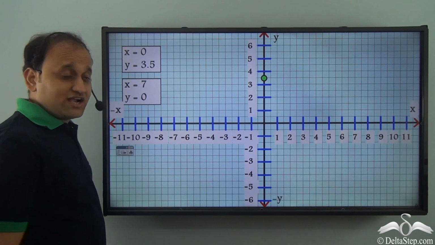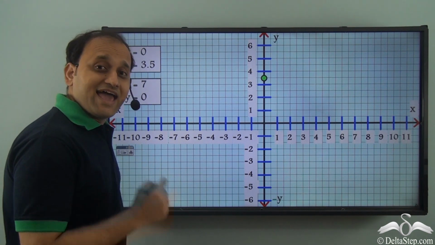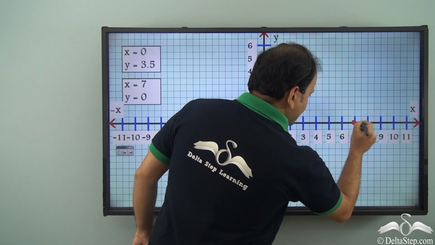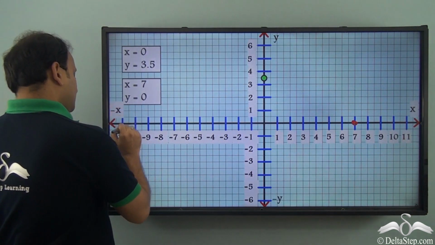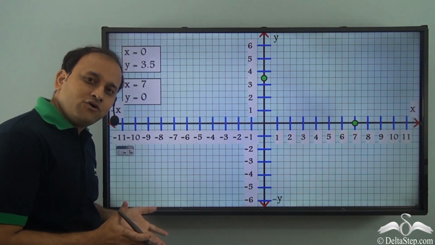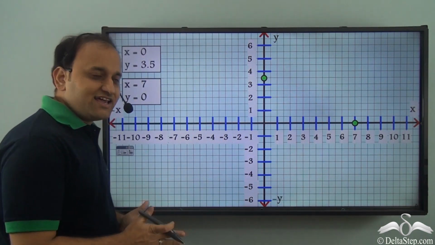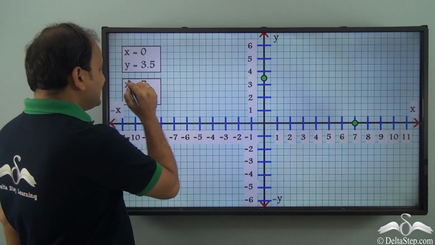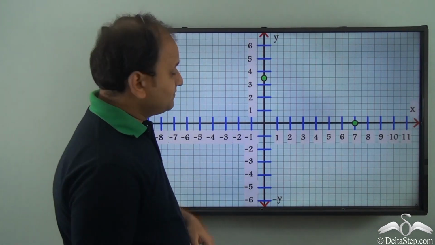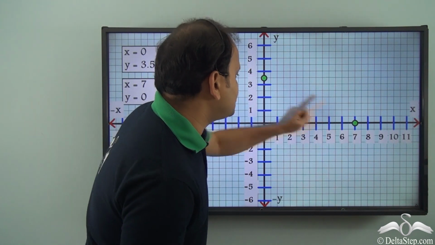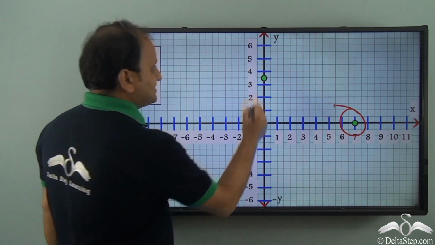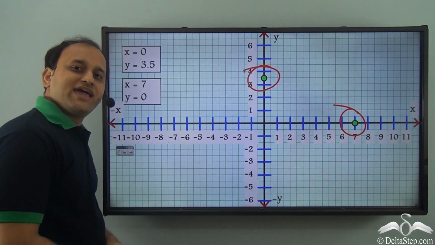So, when y is 0, it means the point lies on the x-axis, correct? So, x is 7 in this case. So, this will be the point. So, we have these 2 points, and what do we know? If we have 2 points, we can easily connect them and have the line which represents the particular equation which we are talking about. But you have to notice a very important thing here, that these 2 points lie on the 2 axes. So, this point lies on the x-axis and this point lies on the y-axis.